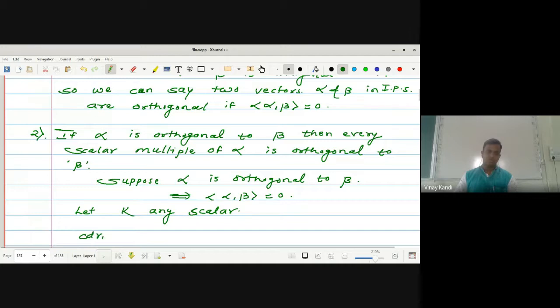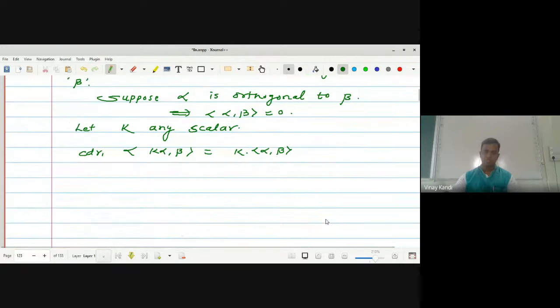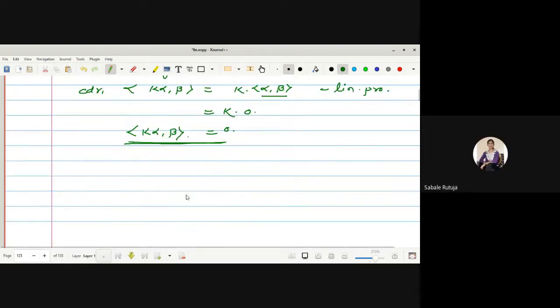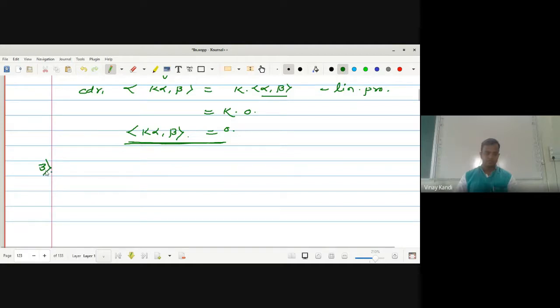So consider the product of k alpha with beta is equal to k into inner product of alpha beta. Okay, by using linearity property. So this is k into, what is the value of this one? 0. So equal to 0. So scalar multiple of alpha is what? Alpha is orthogonal to beta. Any doubt? No, sir. And the third note is the 0 vector is the only vector which is orthogonal to itself.